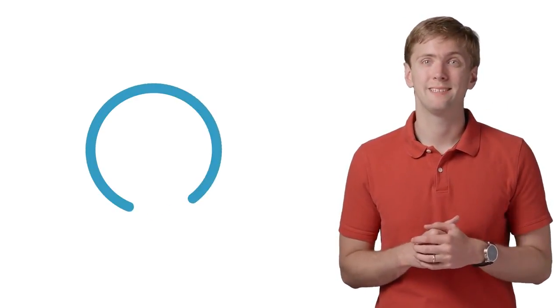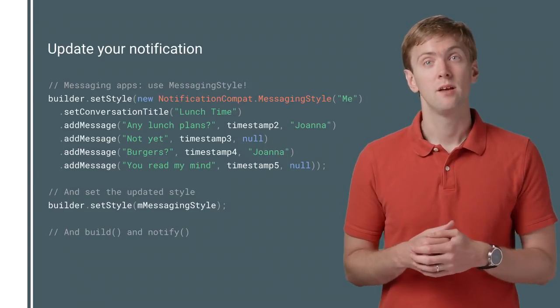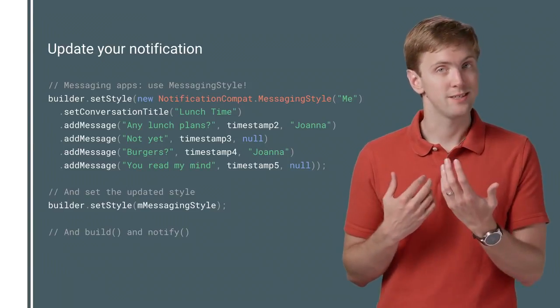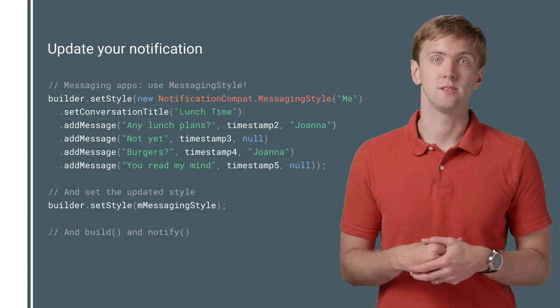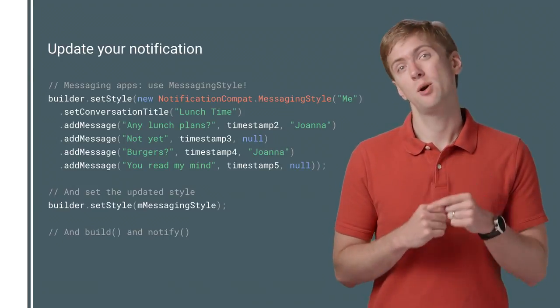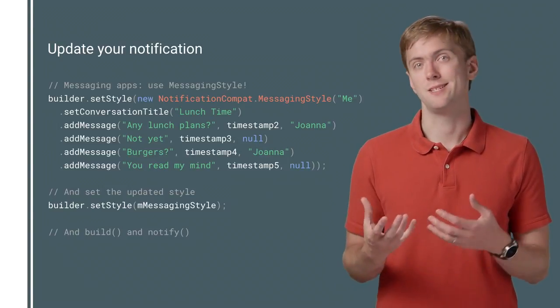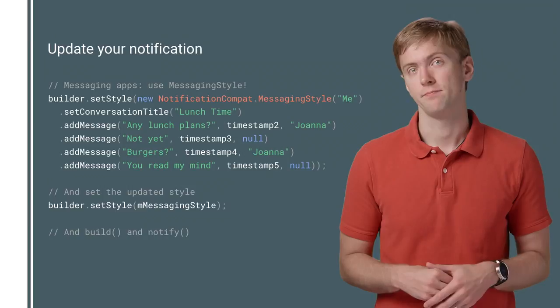So there's one last step, updating your notification. Updating the notification is how you tell the user the text has been saved or the message has been sent. For example, if you're using messaging style, you just append your message to the style and rebuild your notifications. For other styles, you can and should use set remote input history, which will append the message or messages to the bottom of the notification.